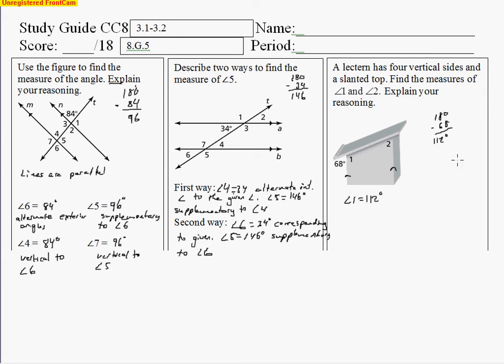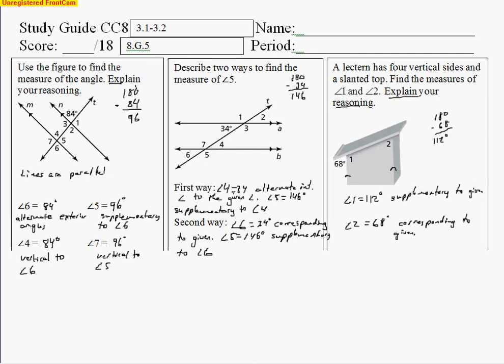Now angle 2 is going to end up being the same as angle 68 because they are corresponding. So I'll say this is supplementary to given, and then I'll end up saying that angle 2 equals 68 degrees, and the reasoning on that was that we have corresponding angles here, corresponding to given. And that's the key. Remember when it says explain the reasoning, that's what I'm doing here with the writing.